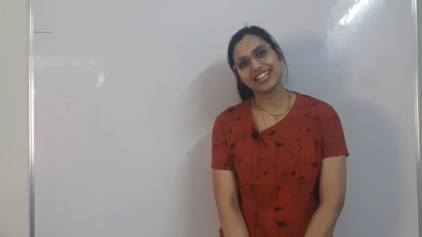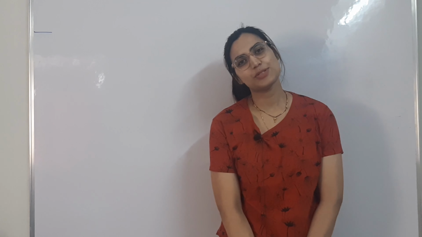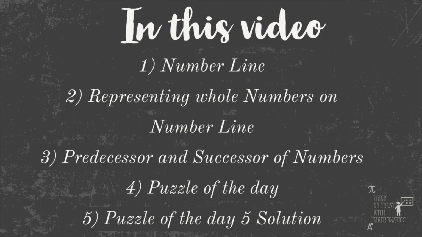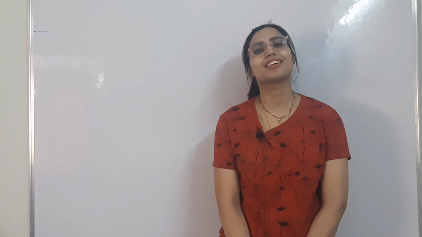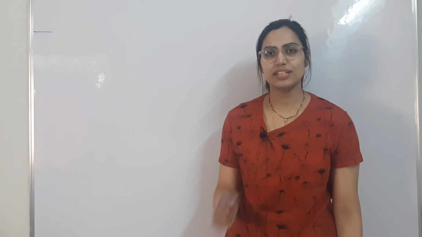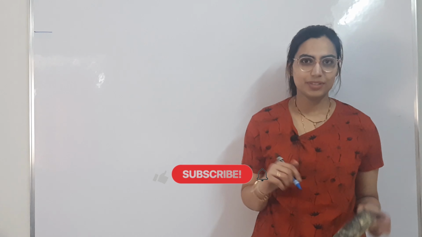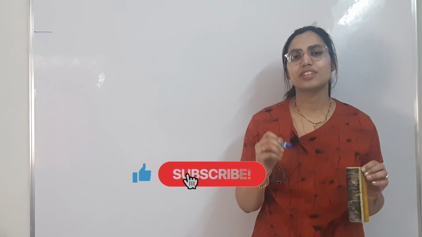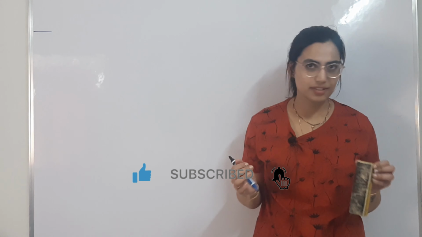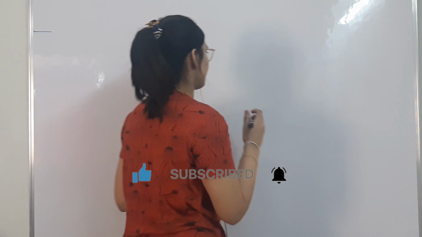So as you have guessed right from the title, today's video is about number line, how to represent whole numbers on number line and how to perform operations using number line. Along with that, we'll see predecessor and successor of a number, how to find them using number line and also without number line using the concept of number line. Now let's see. As I've told you, number line is a straight line which is similar to that of a scale. Now let's try to draw a number line.